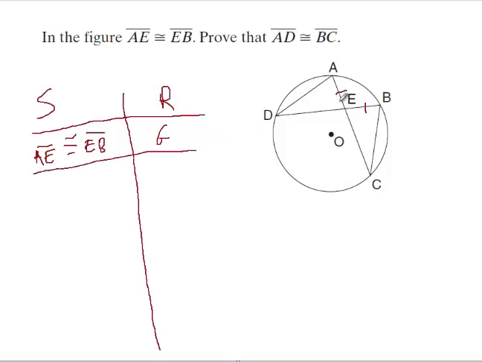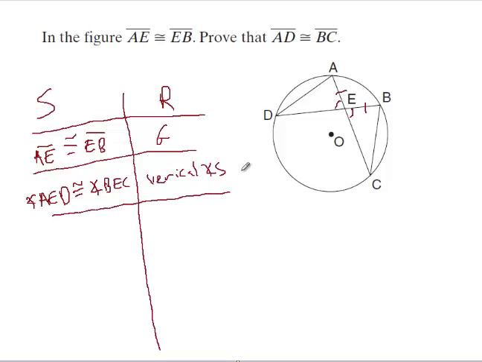Now, how about this angle? We can get these two angles based on vertical angles. So let's say angle AED is congruent to angle BEC. And that's because they are vertical angles. I'll just write it. Okay, vertical angles. Now, is there any other sides that we can get?